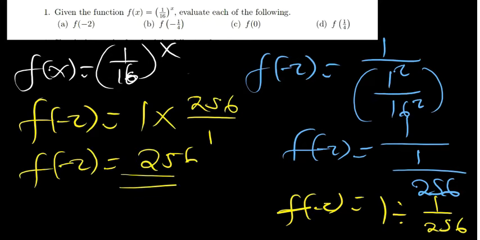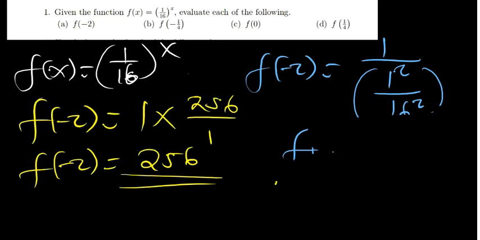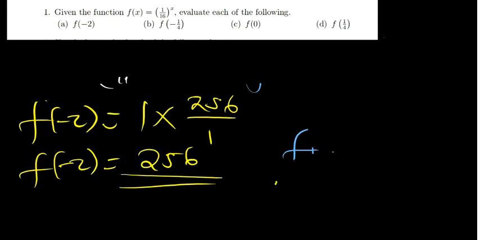Okay, I'm done with part 1. Part A, the answer is 256. Let's now go to part B. Part B, they want us to find f of negative 1 over 4.